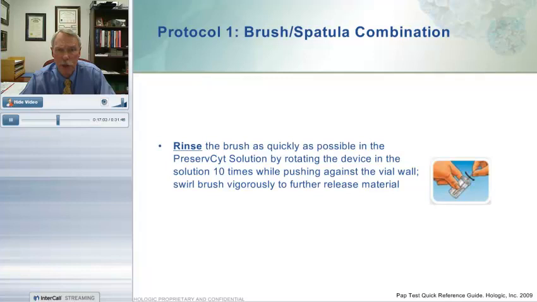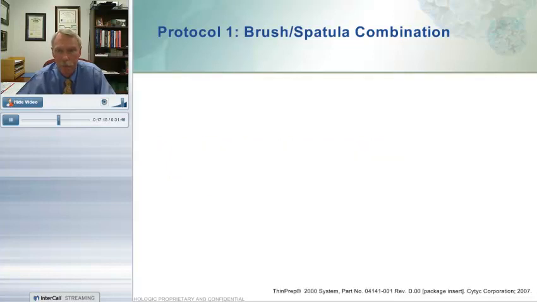Again, rinse the brush vigorously 10 times in the fluid, pushing the brush against the side walls of the specimen bottle so that the cellular material is recovered and put into the fluid and not thrown away on the brush.